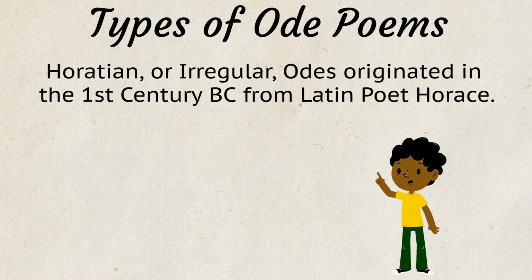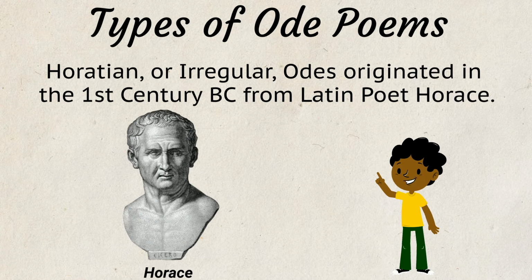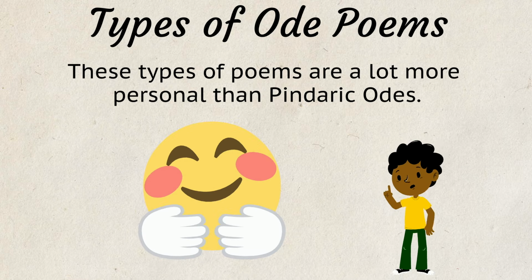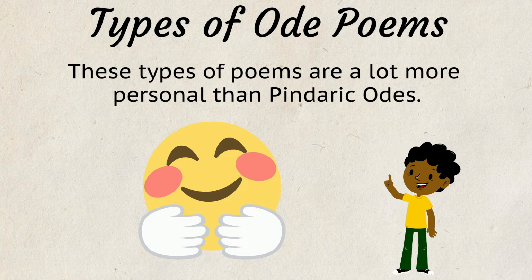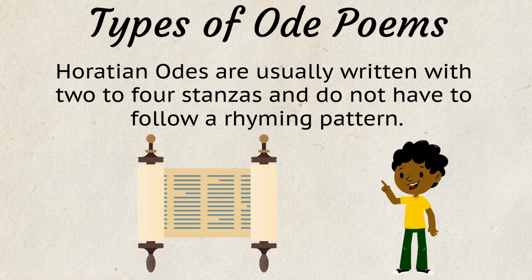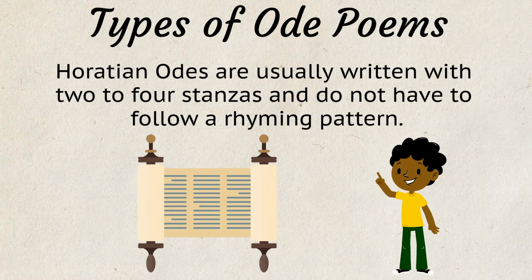Horatian or irregular odes originated in the 1st century BC from Latin poet Horace. These types of poems are a lot more personal than Pindaric odes. Horatian odes are usually written with 2 to 4 stanzas and do not have to follow a rhyming pattern.